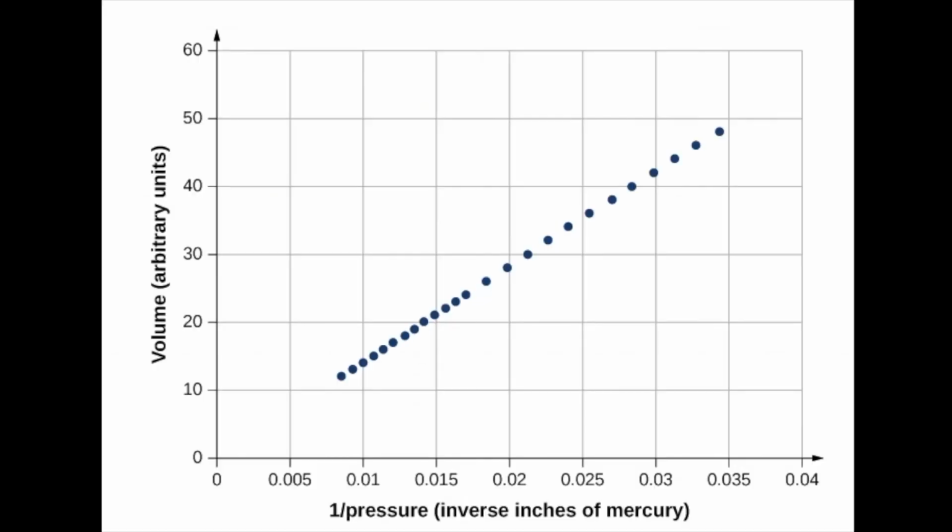By the ideal gas law, pressure and volume are inversely proportional to one another, which is seen by this graph where volume versus the inverse of pressure creates a linear relationship. If it was just volume versus pressure, a curved line would be seen instead.